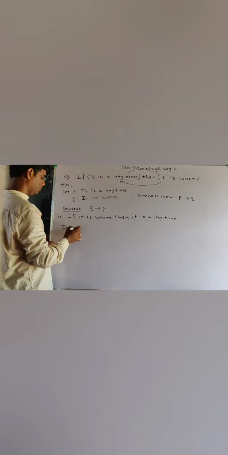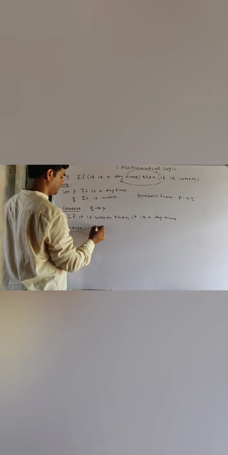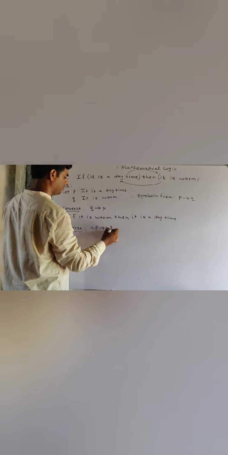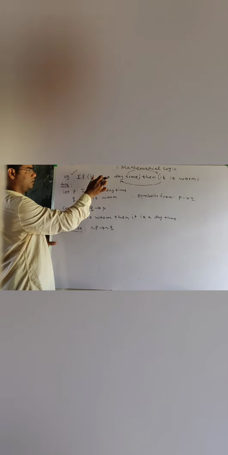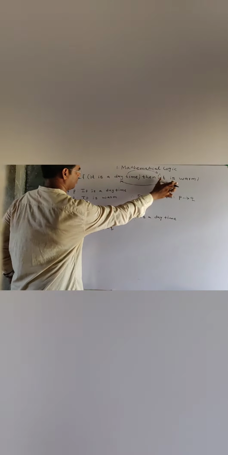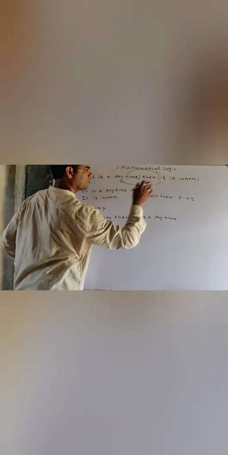The next statement is the inverse. What is the rule for inverse? The rule for inverse is negation of P implies negation of Q. It means write down the negative of the given conditional statement. So this is the given conditional statement; find the negative of these two simple statements. So what is the answer? The inverse will be: if it is not a daytime, then it is not warm.